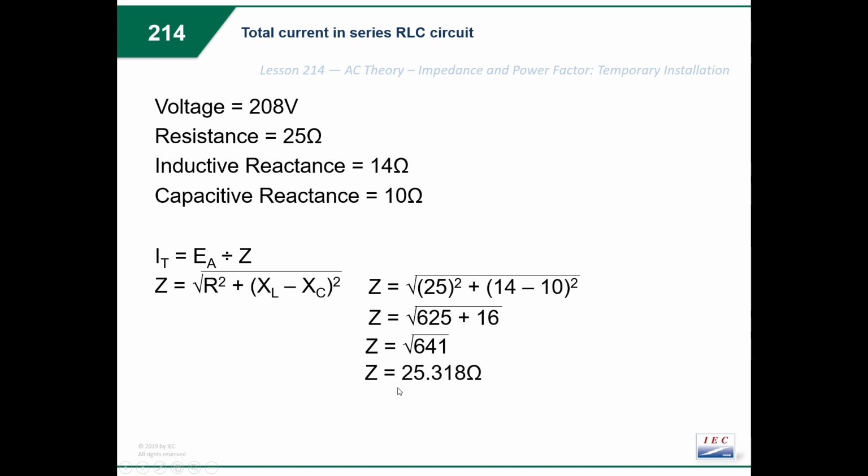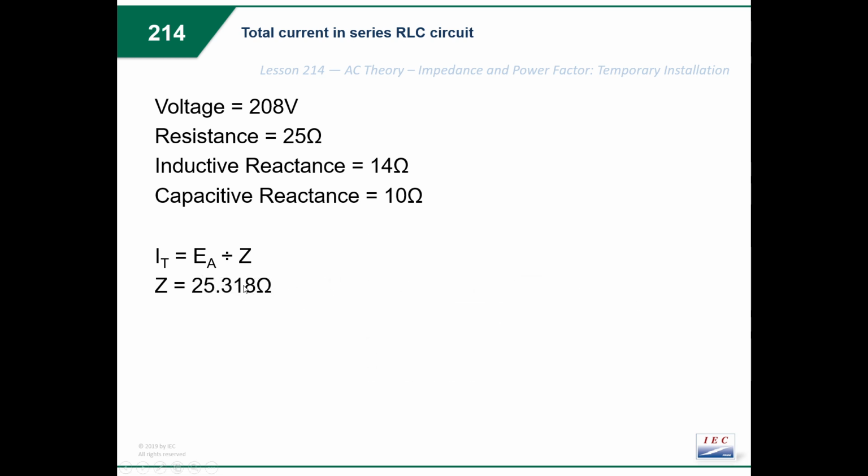And finally, impedance is 25.318. So we can throw that in there. Now we can actually fill this formula in all together. We know voltage is 208 divided by impedance, which we just found was 25.318. So our total amperage in that circuit would be 8.2. Again, know that formula, sort of know how to follow it, find those values. They all build on each other, as you're seeing by now. So it's important to keep good notes and be able to check back on that.